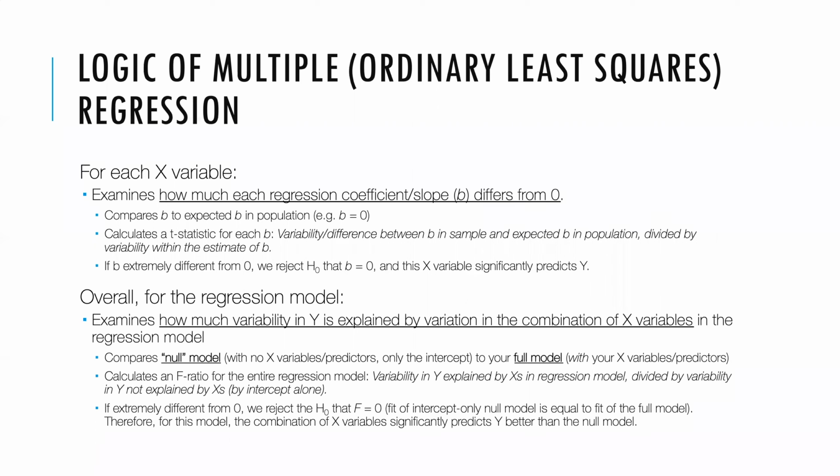If this F ratio is significantly different from 0, we reject the null, and the null is that the null model is the same as our full model. So if we reject that, that means that our full model is so much better than no predictors at all. And in many cases, your final or full model will be better than the null model.